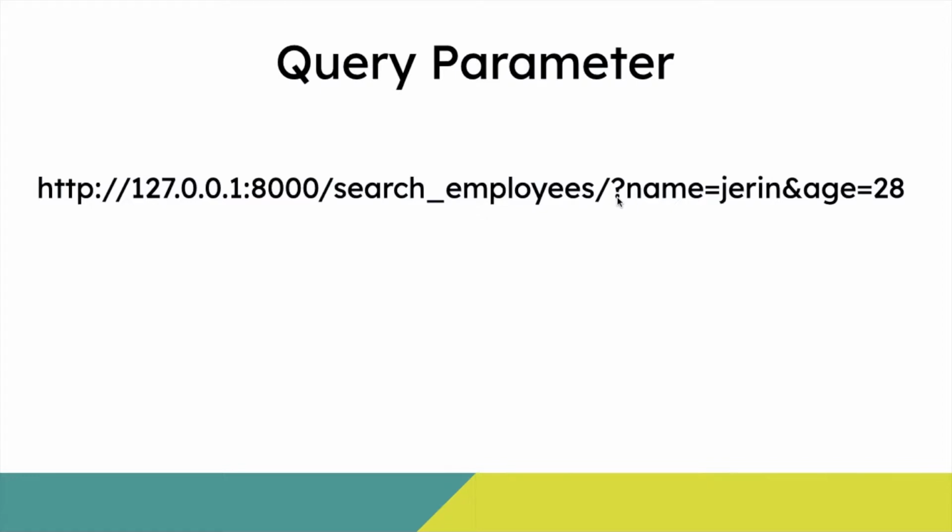It starts with a question mark, then the first query parameter, followed by the ampersand, and then the next query parameter. If you have more query parameters, there'll be one more ampersand, and so on. This endpoint will search the database for employees with the name Jaren and age 28. Let's implement this and see how it works.